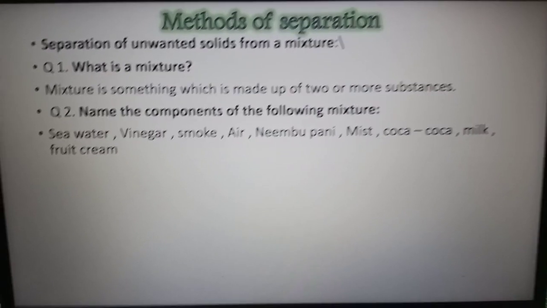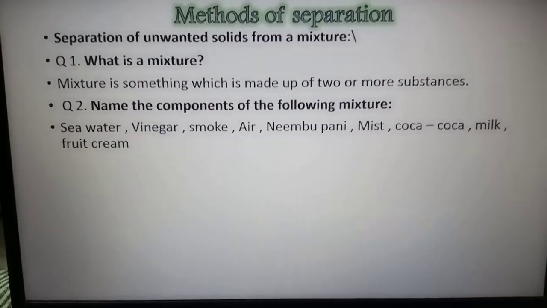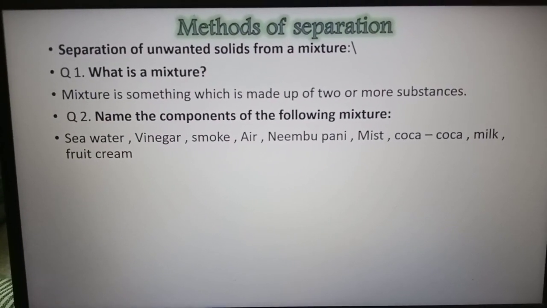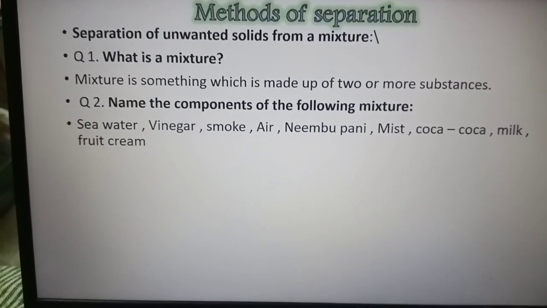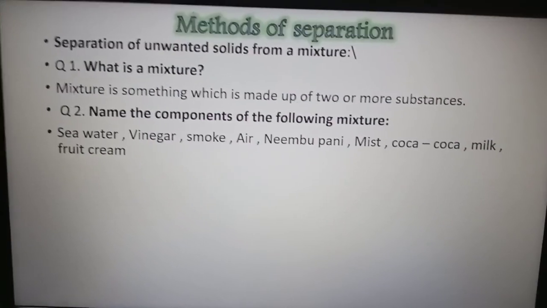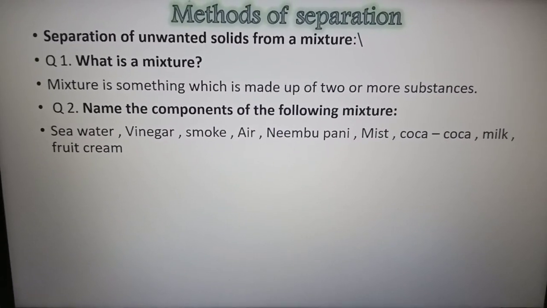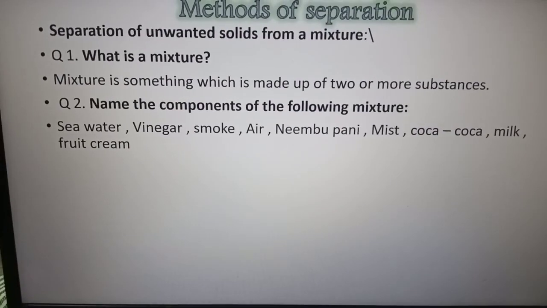Why? Because if you shake the Coca-Cola bottle and just open it, you will get a fizz, right? That is carbon dioxide. So it is made up of water and carbon dioxide. Milk. Milk is made up of water, fat content, lactose. So milk is also a mixture. Fruit cream. Fruit cream is obviously made up of fruit, cream, nuts. So this is also a mixture. So we learned what a mixture is, that it is made up of two or more substances. Next we learned how to name the components of the following mixtures.